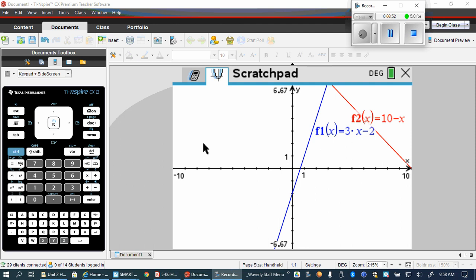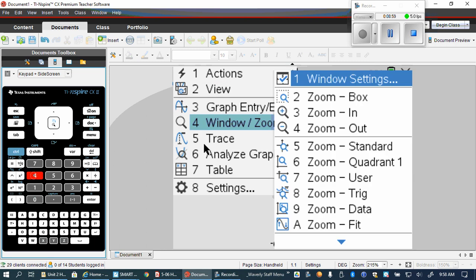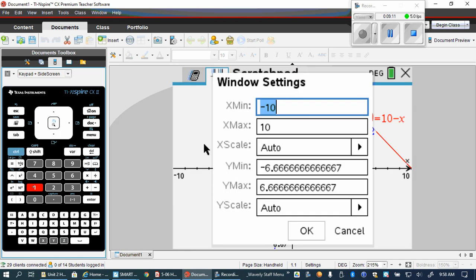6. Okay, so again, hit your menu button. Which one do you think we're going to select? Window, Zoom. There's a bunch of options over there, okay? These from 2 down are like automatic ones, but number 1 is the window settings. So press number 1, and you can type in any values. Do you see where it says X-min and X-max? What are we going to put in for X-min? Negative 2. And use the negative sign. Negative 2, then just arrow down to what was it? 6. To 6.